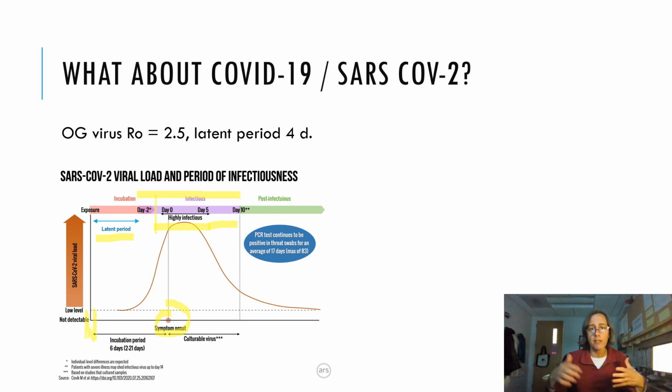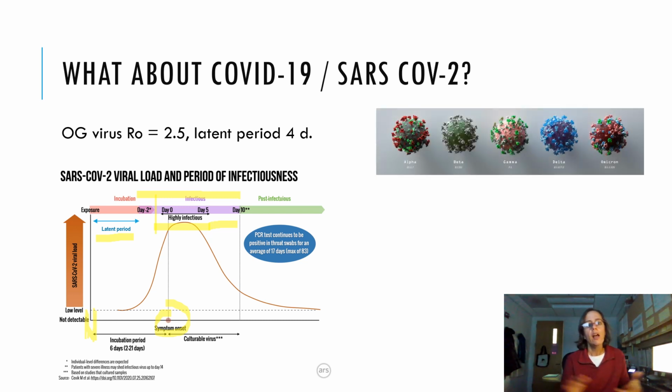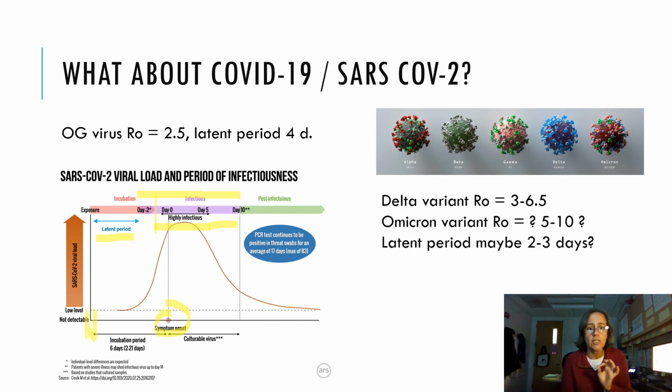And not only does it vary from person to person, COVID then went and mutated, as things do. We started with the original virus, and then we had the alpha variant, and then the beta variant and the gamma, and then the delta. And the delta variant, interestingly, was more contagious than the original. So its R0 was somewhere around 3 to 6.5.